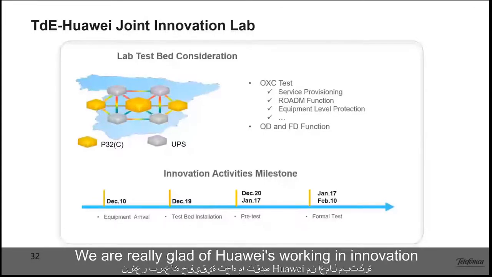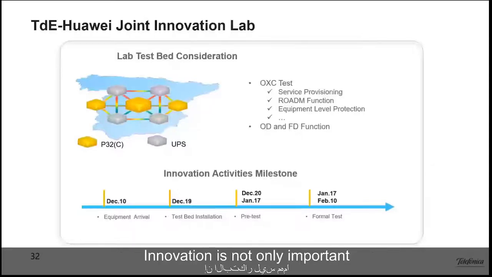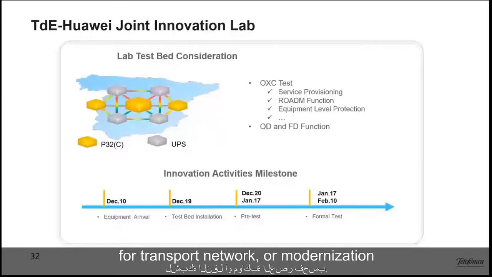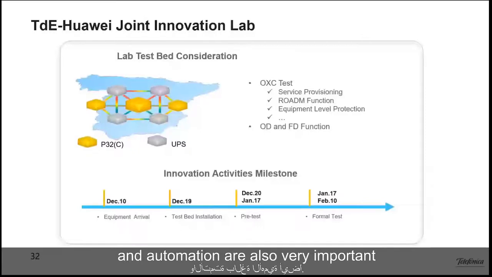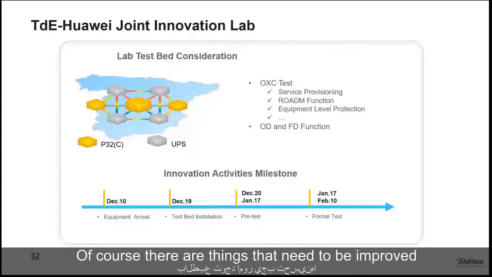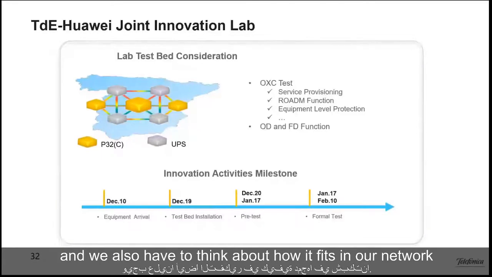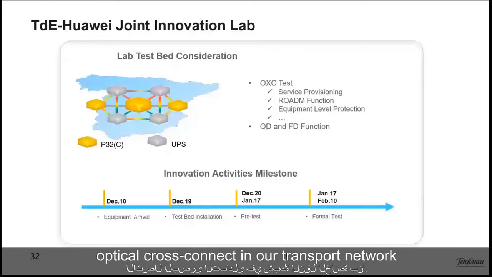We are really glad of how Huawei is working in innovation, and optical cross connect is a perfect example of that. Innovation is not only important for transponders, pluggables, or modulations. Structure, space, power consumption, and automation are also very important, and we hope other vendors work in that direction too. Of course, there are things that need to be improved, and we also have to think about how it fits in our network. But I look forward to seeing optical cross connect in our transport network.